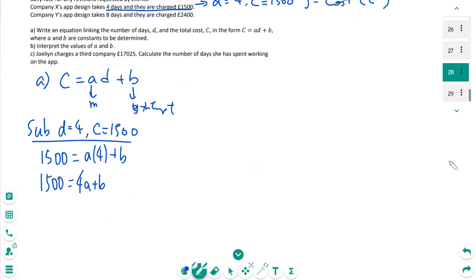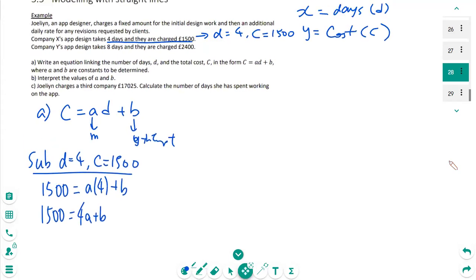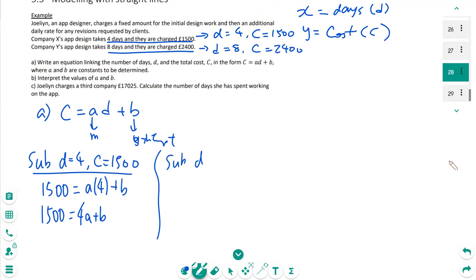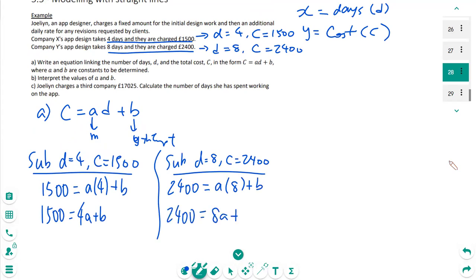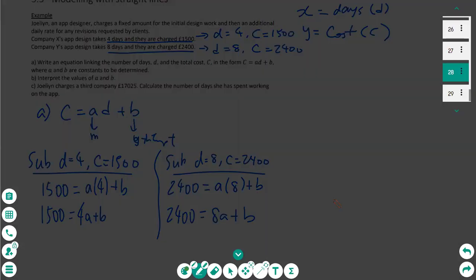Next, you do the same thing for the second line: D equals 8 and C equals 2,400. So we substitute D equals 8 and C equals 2,400. So 2,400 equals A times 8 plus B, so 2,400 equals 8A plus B. And then guess what? Simultaneous equations.